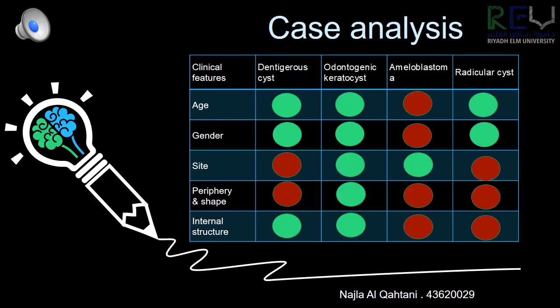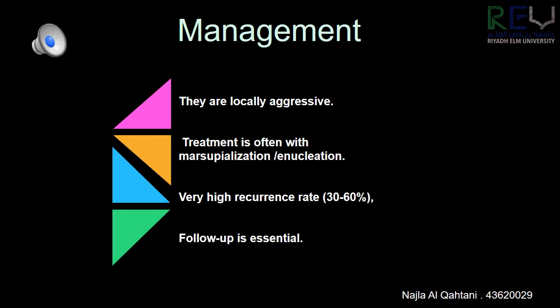Assalamu alaikum. My name is Najla. I'm going to talk about the case analysis. For the clinical feature, age, gender, site, periphery, shape, and the internal structure of the lesion, it all points to odontogenic keratocyst. For the treatment, we will do wide local surgical excision to prevent recurrence, by marsupialization or enucleation.